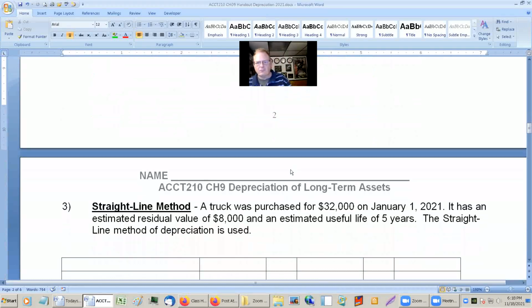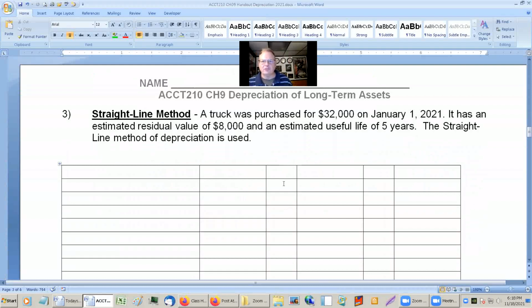Okay. We're going to go through a couple of different ways of doing the depreciation. There are more ways than I'm going to show you, but these are probably, A, the most intuitive ones, and B, the most used ones. We have a straight line method and a units of production or units of activity method, which we'll talk about afterwards. Okay, so let's see how this works.